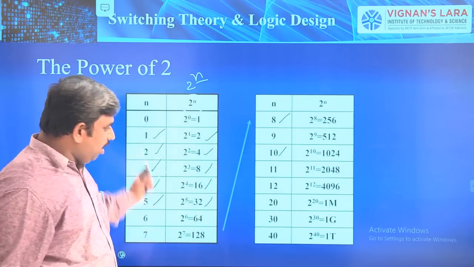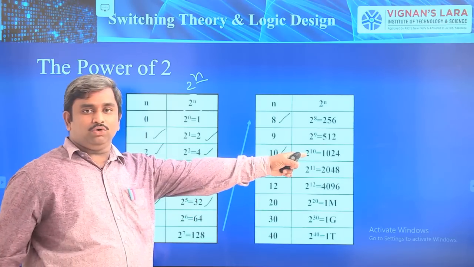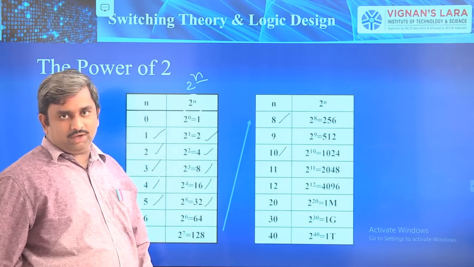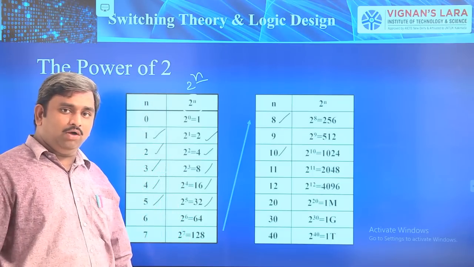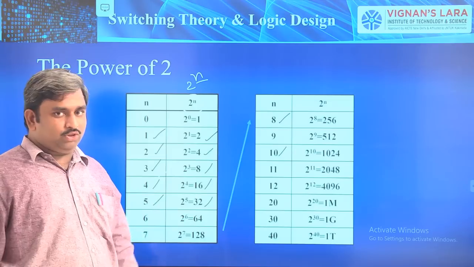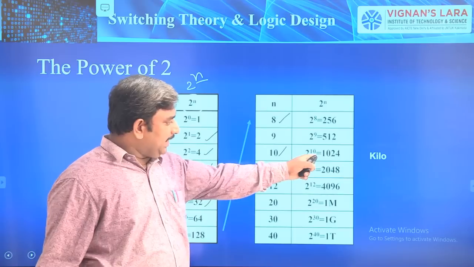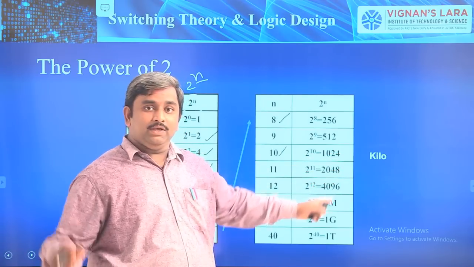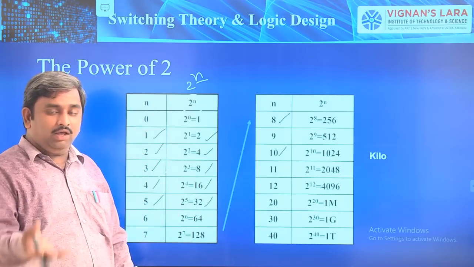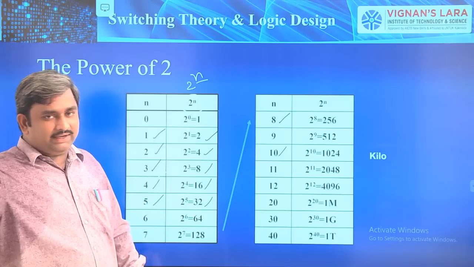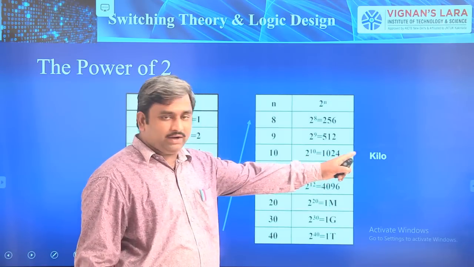We have all the n values, but this 10 is very important. 2 power 10 is equal to 1024. Generally for 1 kg, how many grams do we have? Nearly 1000 grams. 1 kg is equal to 1000 grams. Here, 2 power 10 is equal to 1024. If you are measuring liquid items, for example milk or water, 1000 ml is equal to 1 liter. 1024 we are calling kilo.